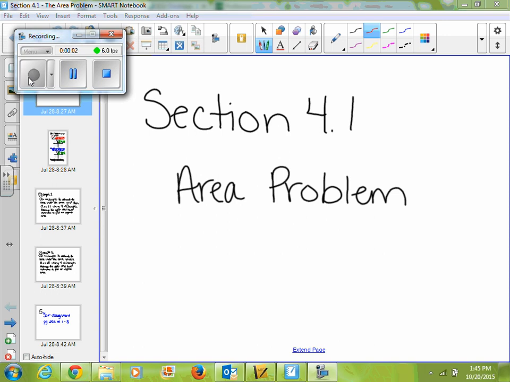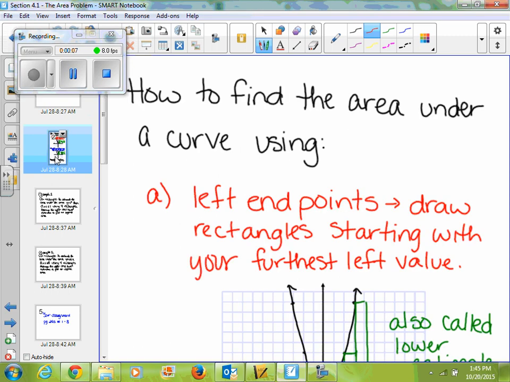Okay, so today we're looking at section 4.1, which is called the area problem. We're going to find the area under curves using rectangles.